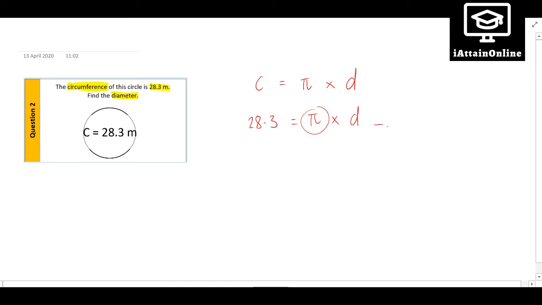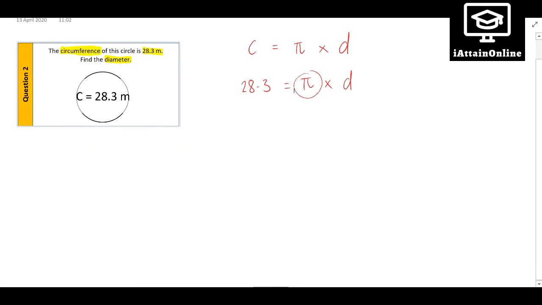So I'm going to divide the right hand side by pi, but remember, when I do that, I need to do the same to both sides of an equation. So in my calculator, I'm going to do 28.3 divided by pi. Remember, a fraction is a division that has not yet been completed. So that's the correct way of writing divided by pi. 28.3 divided by pi is equal to my diameter.